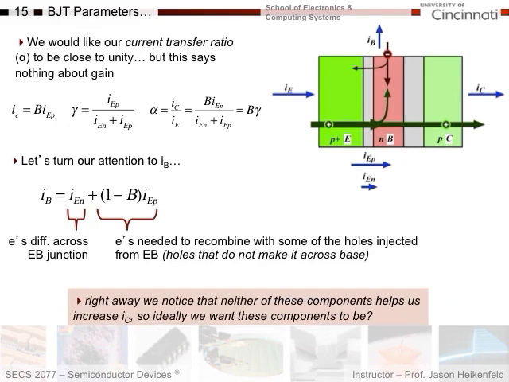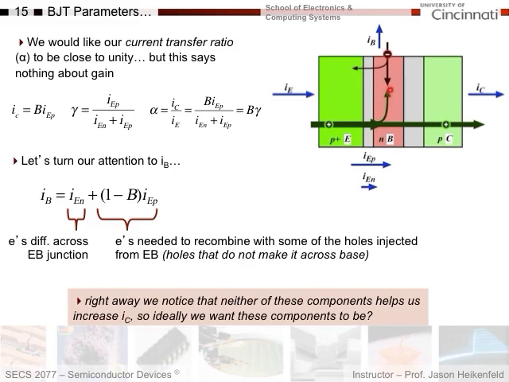Now, we said we would like our current transfer ratio to be close to unity, but this says nothing about gain. We want to figure out what our gain is in terms of IB turning into IE and IC. We've got all these terms, and let's turn our attention to IB and figure out what components make it up. So my base current, IB, has a couple of components. One, it has IEN: electrons going this way, and that's current in this direction. And it also has a term for holes that don't make it across.